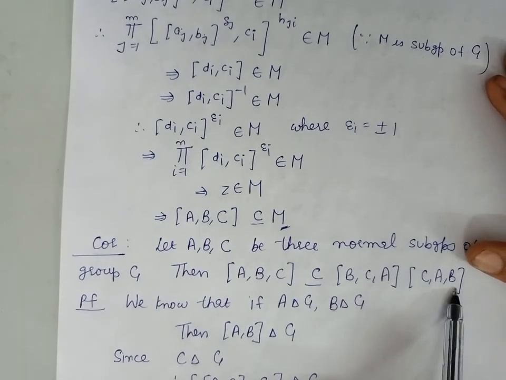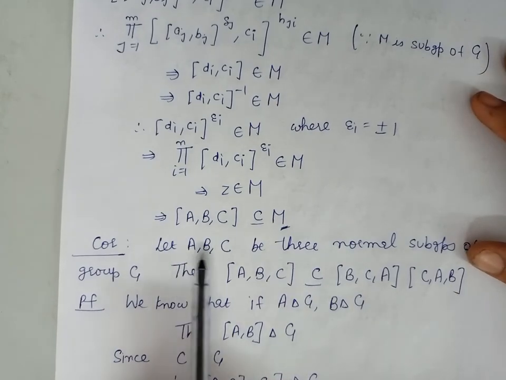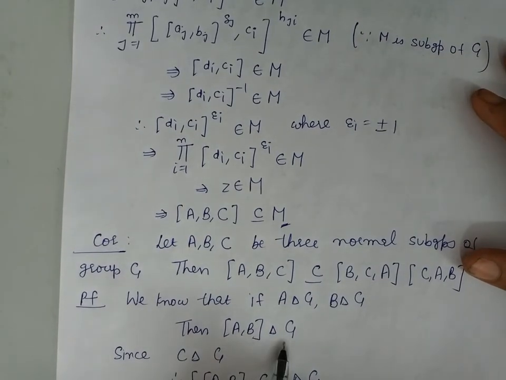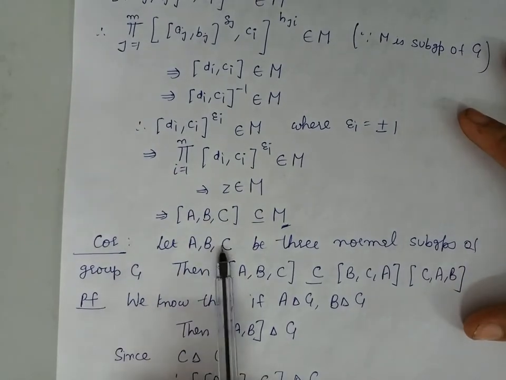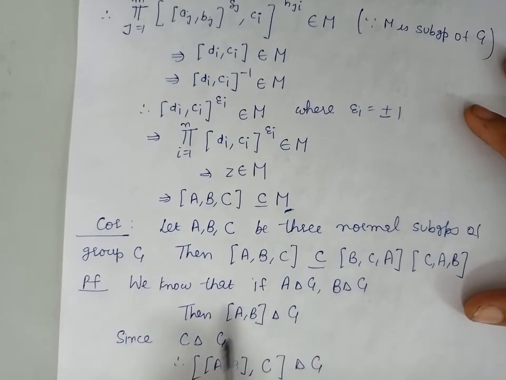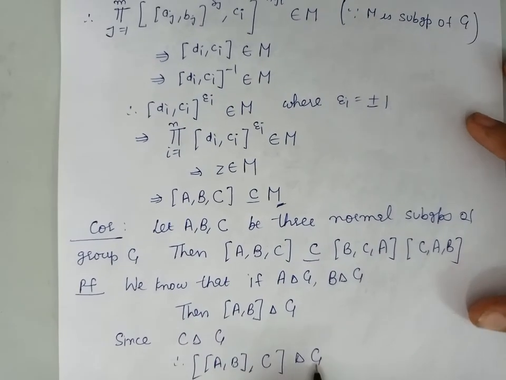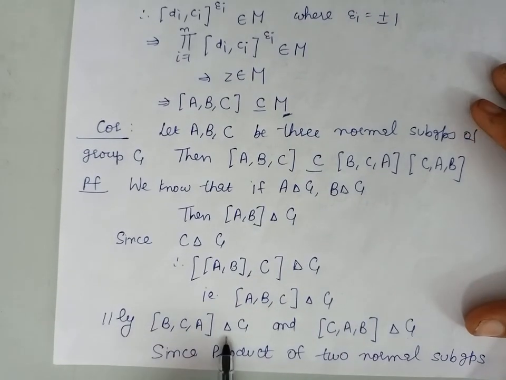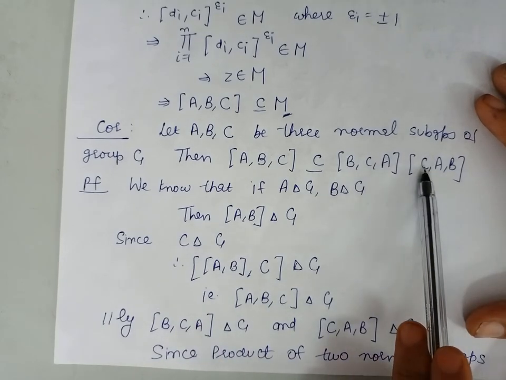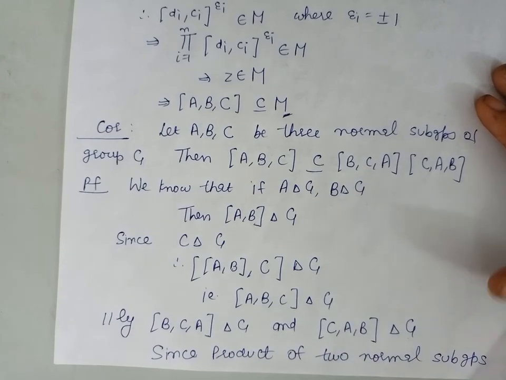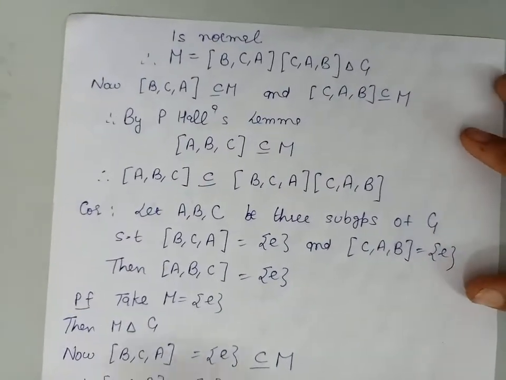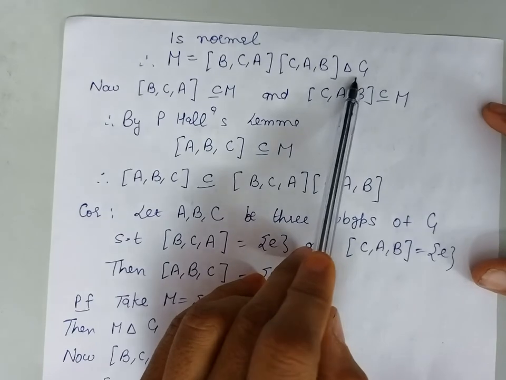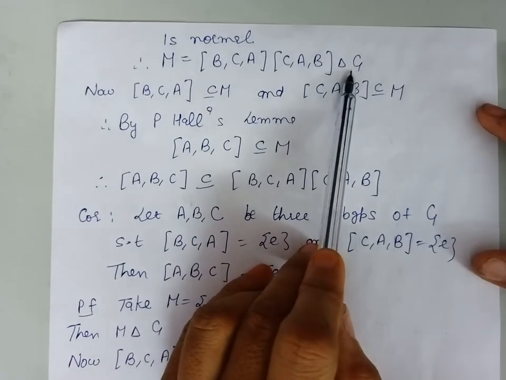Now, as we already discussed in the previous theorems, if A and B are normal subgroups of G, then the commutator subgroup formed by A and B is also a normal subgroup of G. Also, C is a normal subgroup of G. Therefore, the commutator of these two will also be a normal subgroup of G. Similarly, we can prove the commutator of B, C and A is a normal subgroup of G, and also the commutator of C, A and B is a normal subgroup of G. So if we take M as the product of these two commutators, then that will also be a normal subgroup of G, because the product of normal subgroups is again normal.